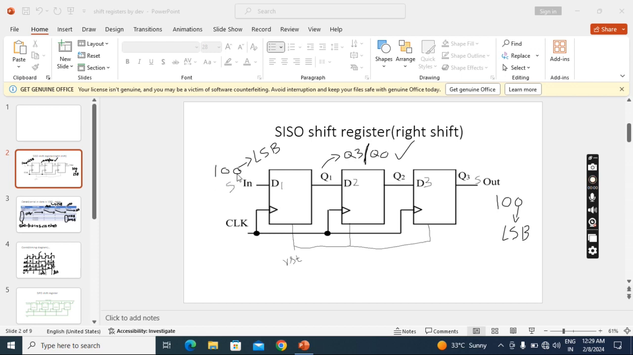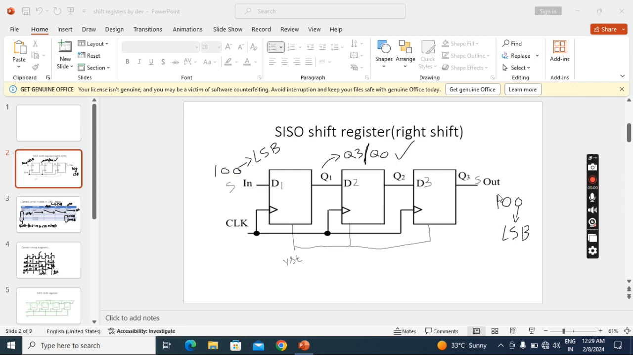Okay, why is it called serial in? Because input data goes bit by bit. So I took 3-bit data. This left side one becomes the MSB. This right side, this 0, becomes the LSB. So first the LSB will go, then the next bit will go, then the MSB will go. So bits are going one by one. That's why serial in. We are giving input one by one, bit by bit.